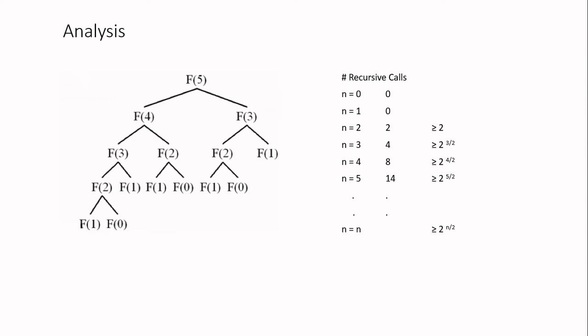Okay, so when n is equal to n, the number of recursive calls is greater than or equal to 2 power n by 2. That is clear from this picture. And what is the time for this algorithm?